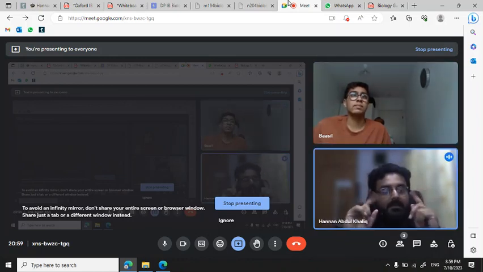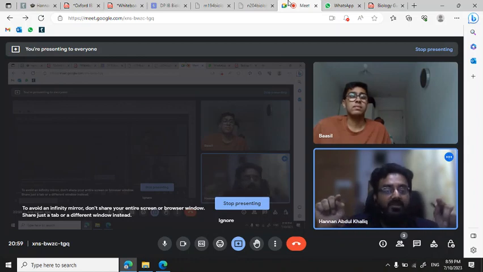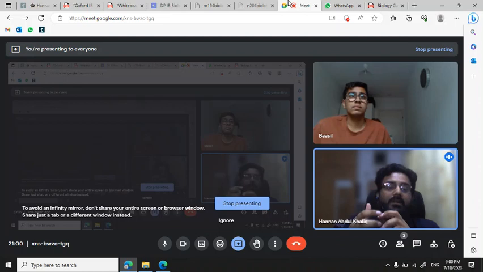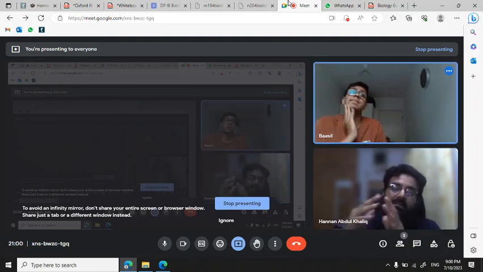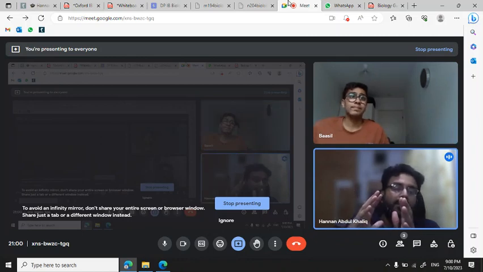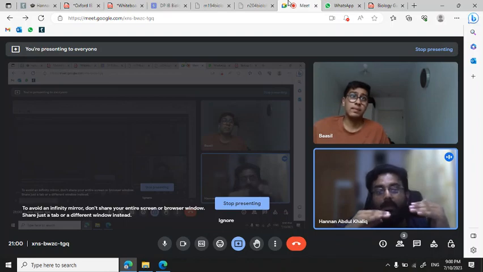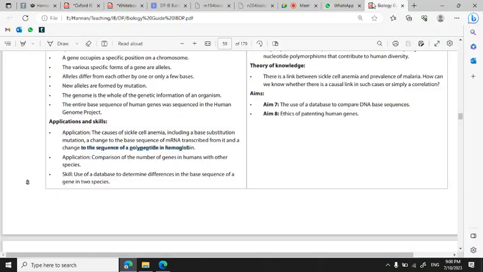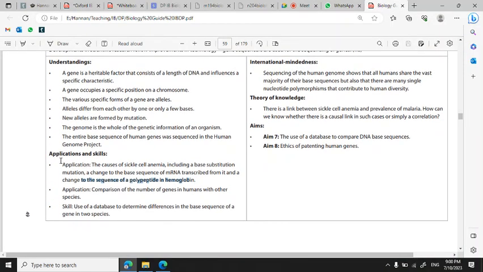Well done, it is insoluble. It would become sickle shaped, and all the hemoglobin would be agglutinated. It would be clustered. So oxygen carrying capacity would be decreased; it would not be up to the mark. So the main portion about the IB is application and skills, and then there is a link between sickle cell anemia and the prevalence of malaria.